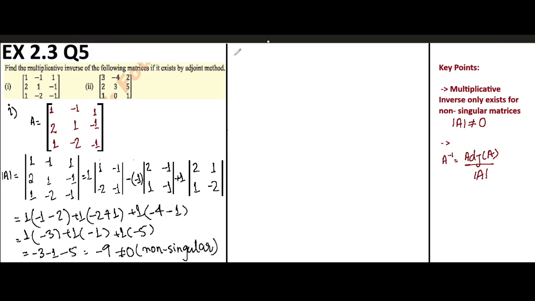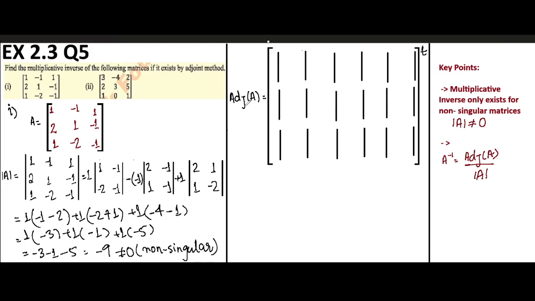Now we are going to find the adjoint of this matrix. Why are we going to find the adjoint? Because A inverse is equal to adjoint A divided by determinant of A. So to find adjoint, we are going to use a method. Now to find adjoint of a matrix, we first write it this way. For a 3 by 3 order matrix, we draw 3 determinant matrices inside.